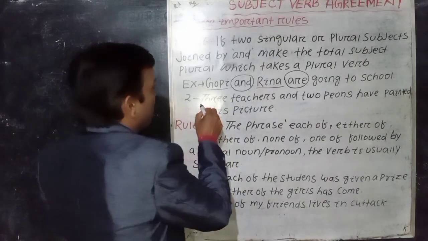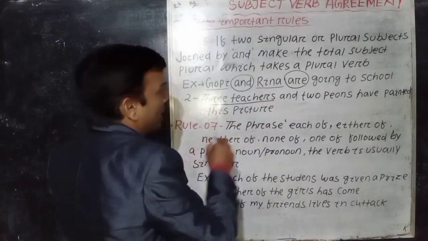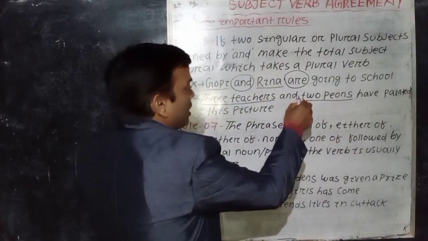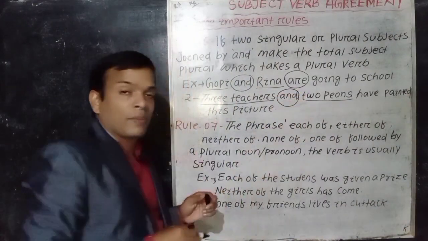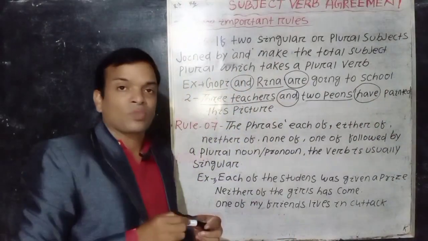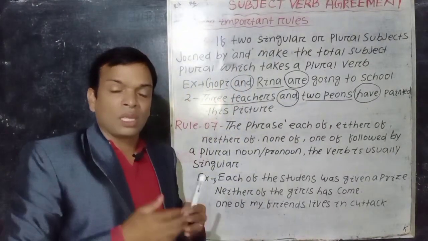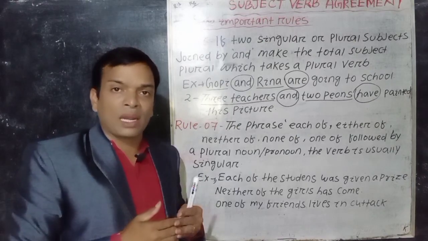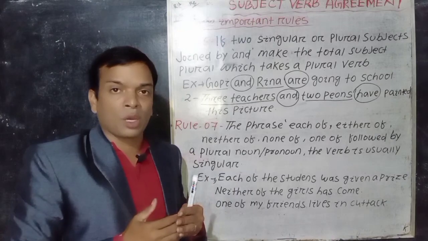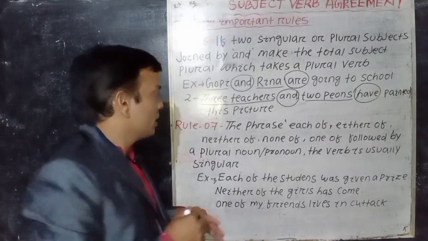Another example, 3 teachers. See, this is a plural noun. 2 peons. This is another plural noun. And they have been joined by and, see the verb, that is have, that is plural. That means if two singular nouns or plural nouns are joined by and, then we use the plural verb after them.